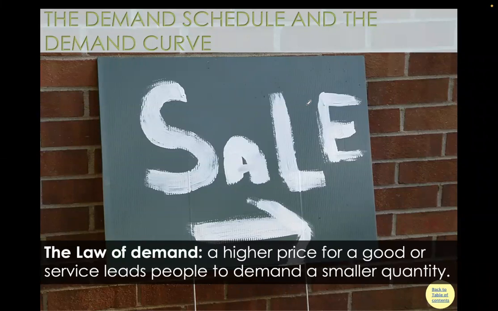But first, let's bring your attention to the law of demand. What this says is that a higher price for a good or service leads people to demand a smaller quantity. And usually this is caused by a reduction in purchasing power. For example, you have the same budget. Now the price rises, and you can afford less. On the other hand, if the price falls, you can afford more. So this is largely where the law of demand comes from.